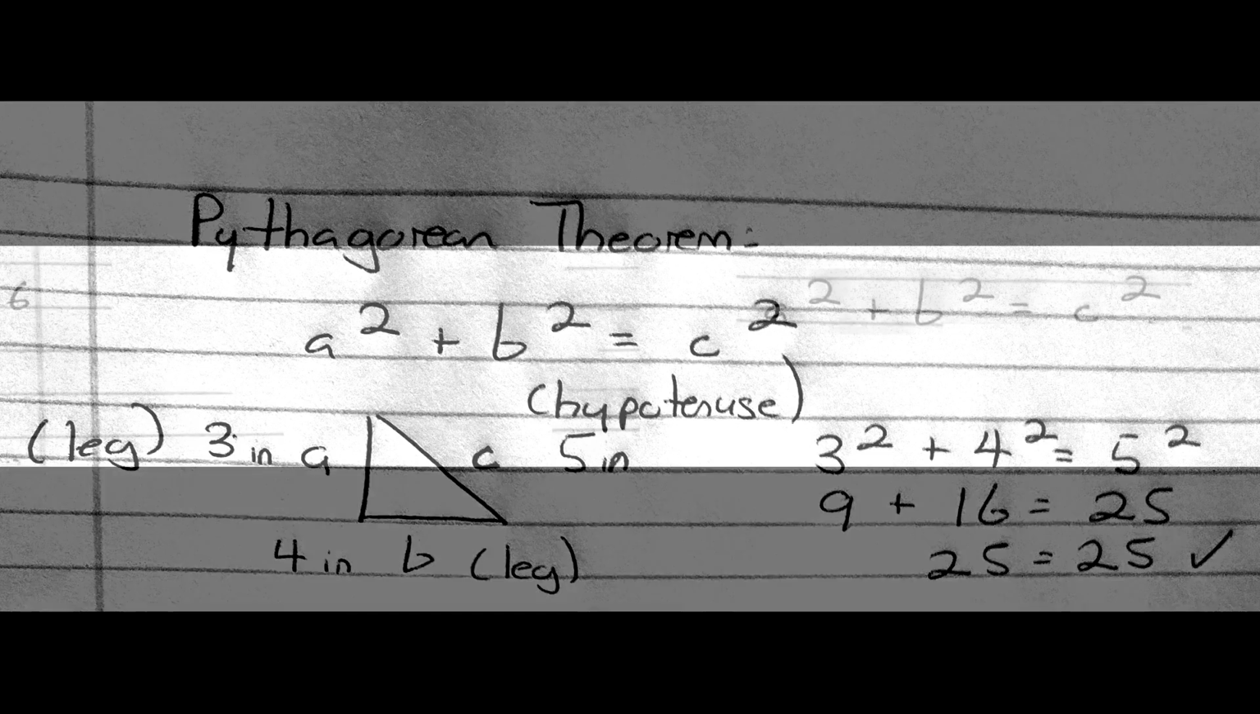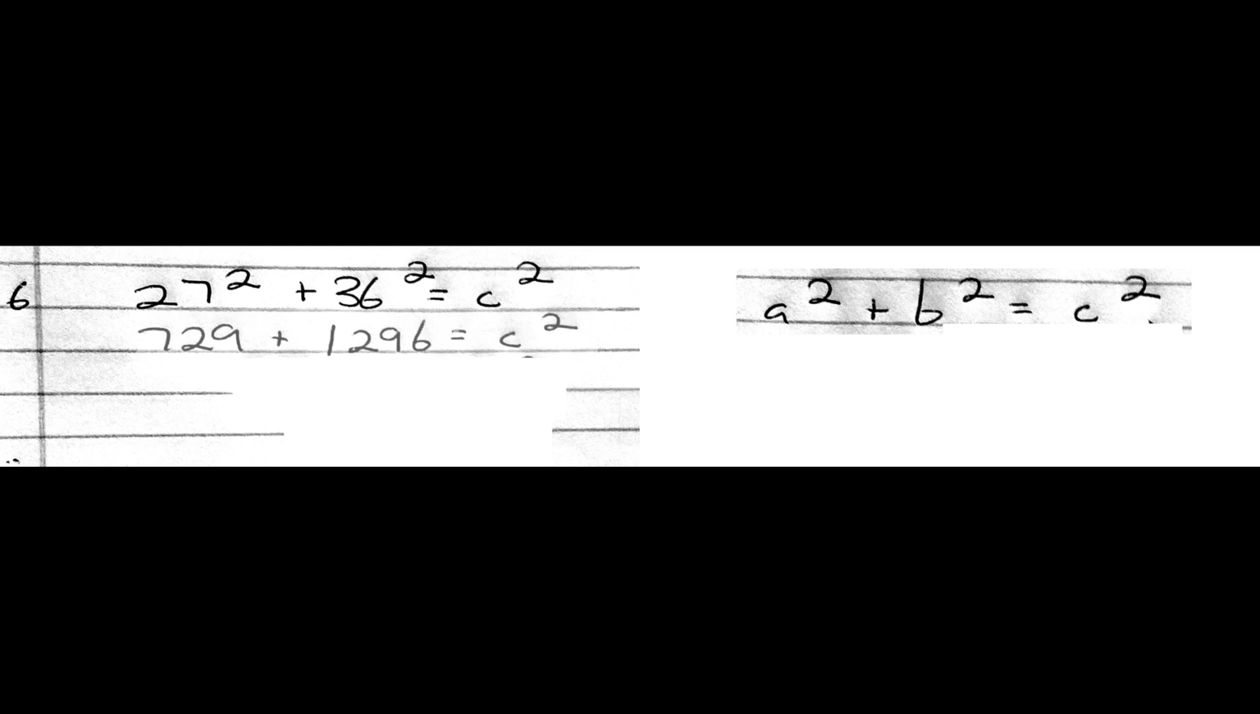All right, moving on to our first homework problem. And we start off by making sure we've written down our a squared plus b squared equals c squared. All right, so we have 27 squared plus 36 squared equals c squared. C is what we're looking for. We have 729 plus 1296 equals c squared. 2025 equals c squared. Now we take the square root.